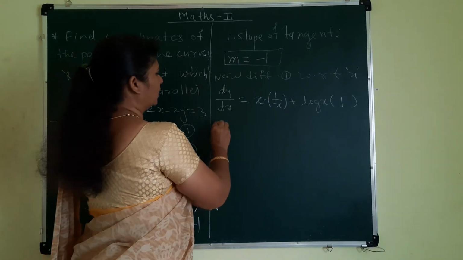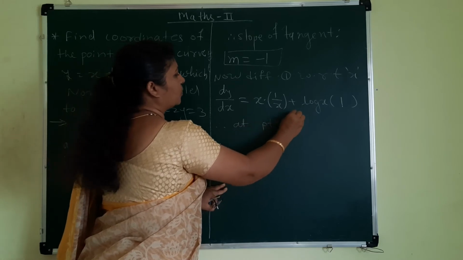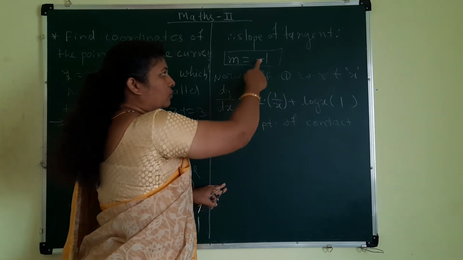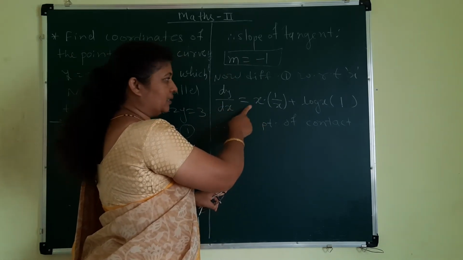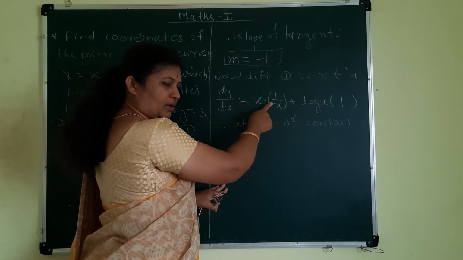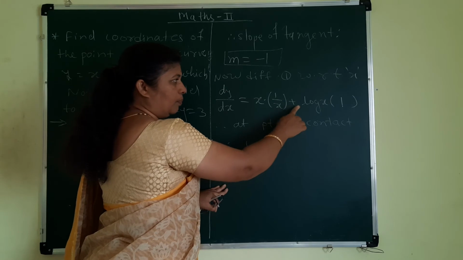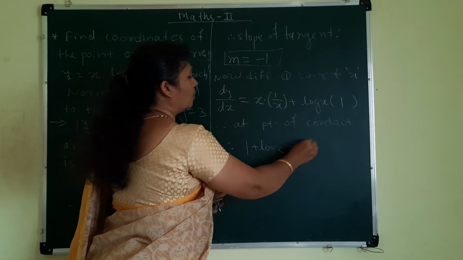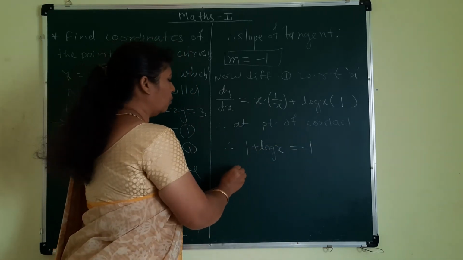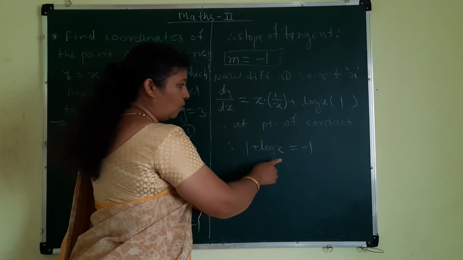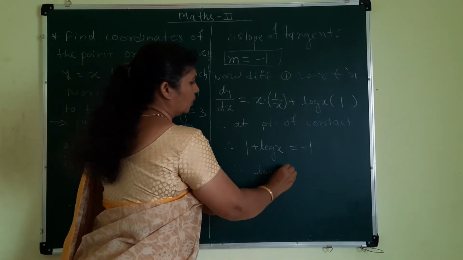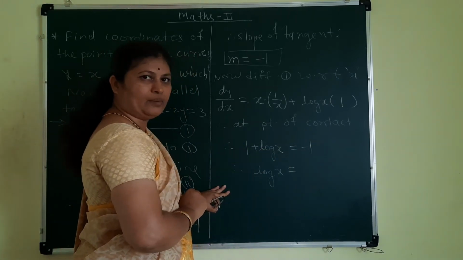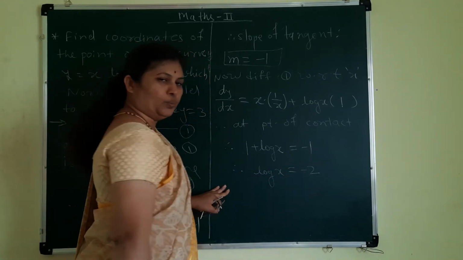I will put this value. Therefore at the point of contact, this value will be minus 1. This is nothing but the slope of the tangent. So x cancels. Here it will be 1. Therefore 1 plus log of x into 1, that is log of x, is equal to minus 1. Therefore log of x is equal to minus 1 minus 1, that will be minus 2.